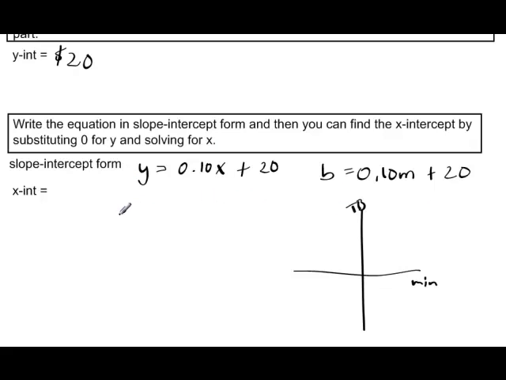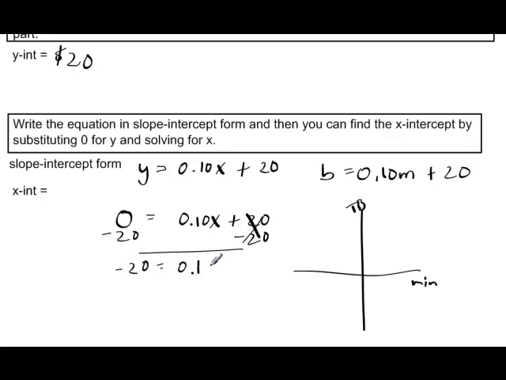So let's go ahead. Substitute 0 for y equals 10 cents per minute plus $20. So let's solve it. Got to get the 20 up to the other side. So I do a negative 20. So I have negative 20 equals 0.1. And I'm going to get rid of this 0 because I don't need that decimal 0. Okay, I'm multiplying by 0.1, so I divide by 0.1. They cancel, so I'm left with x equals.